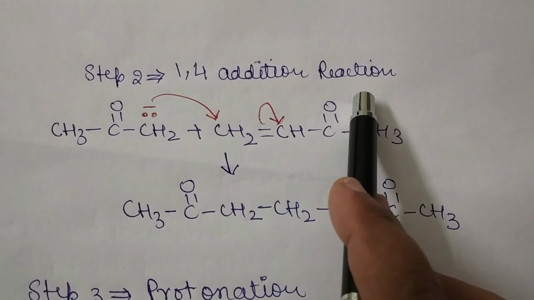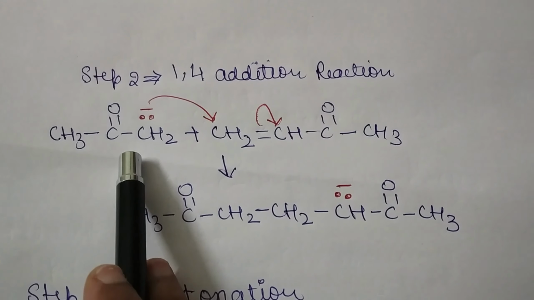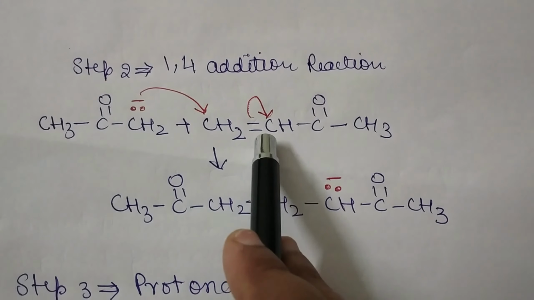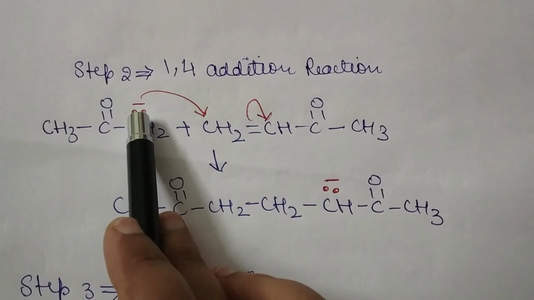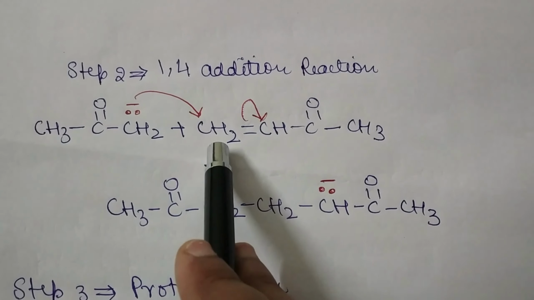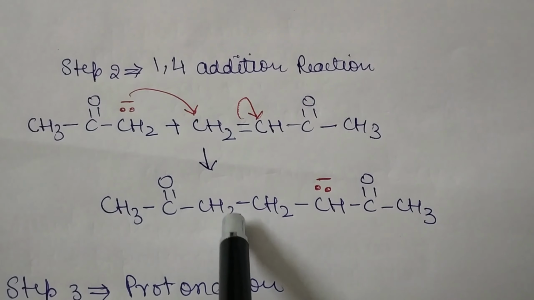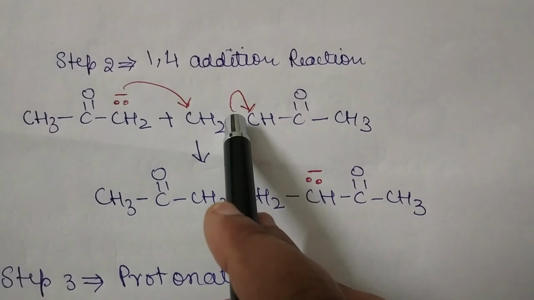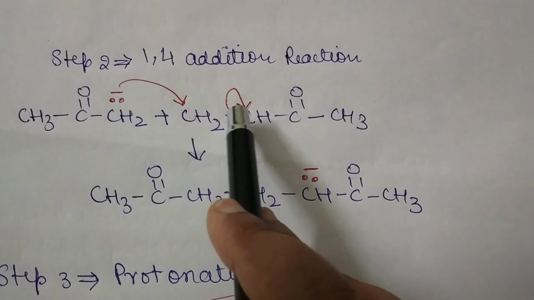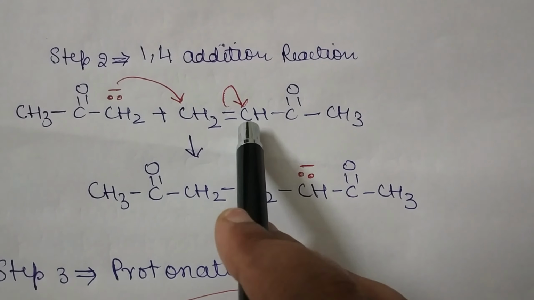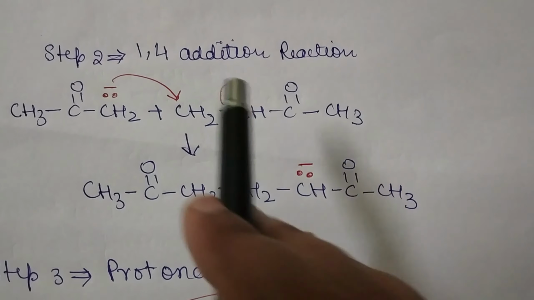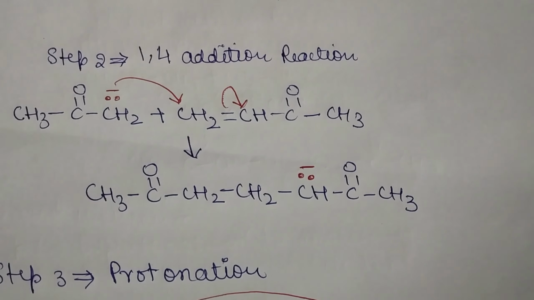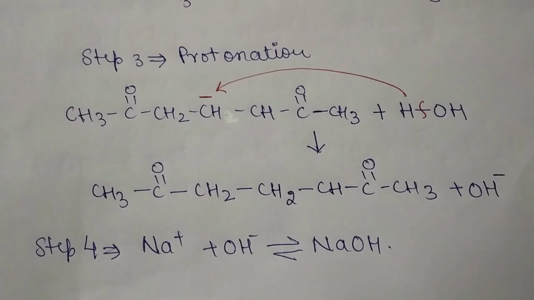Step 2 is the 1,4 addition reaction. This enolate ion will react with CH2, the alkene portion. This CH2 with negative charge will form a bond with this CH2 group. Here you can see the CH2 bond will form, and because of this the double bond present between these two carbons will break and this neighboring alpha carbon will get a negative charge. So this is the 1,4 addition reaction that takes place in the second step.